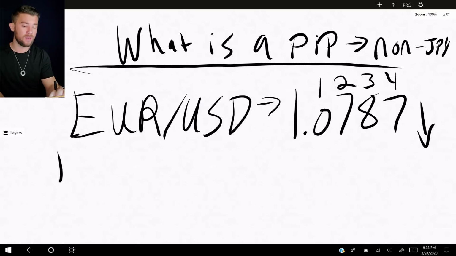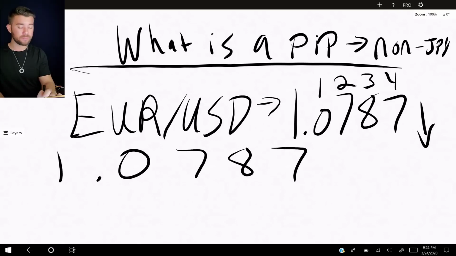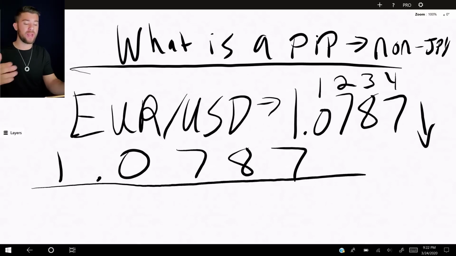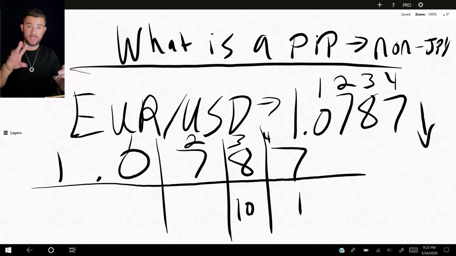So we have 1 decimal 0787, right? So with this being the case, the way I look at this, if I count my numbers, 1, 2, 3, 4th decimal place is a pip, I like to look at it like this. This is our ones, meaning every time this moves, it's going to be 1. This is our tens. Every time an 8 goes up or down, in this specific case, that's going to be tens. And this is our 100s.